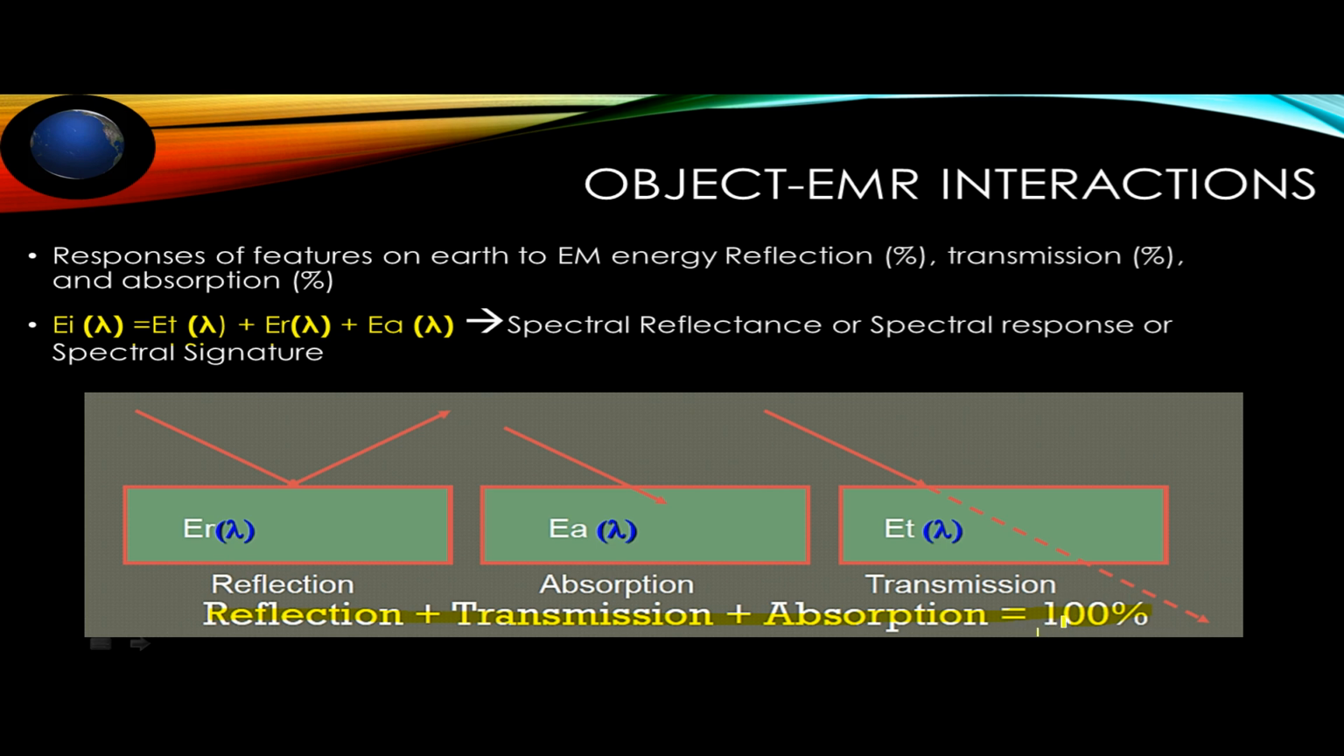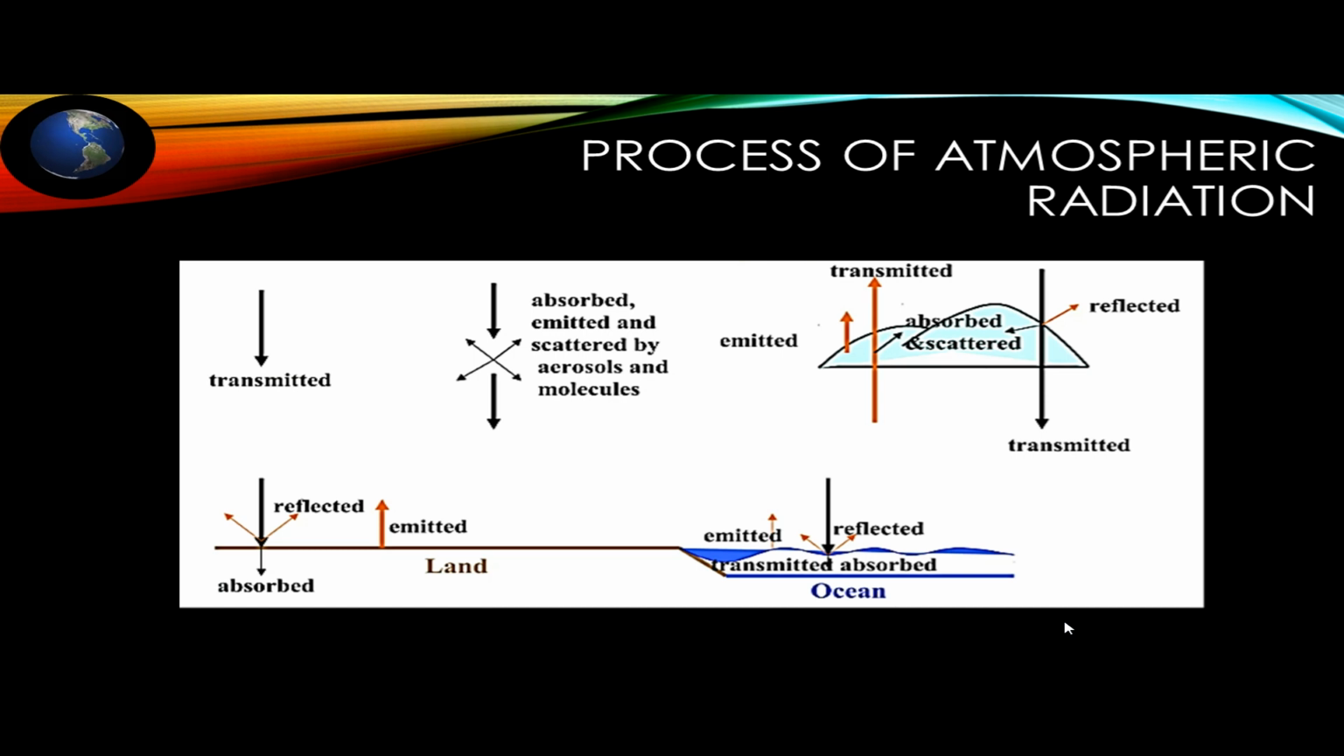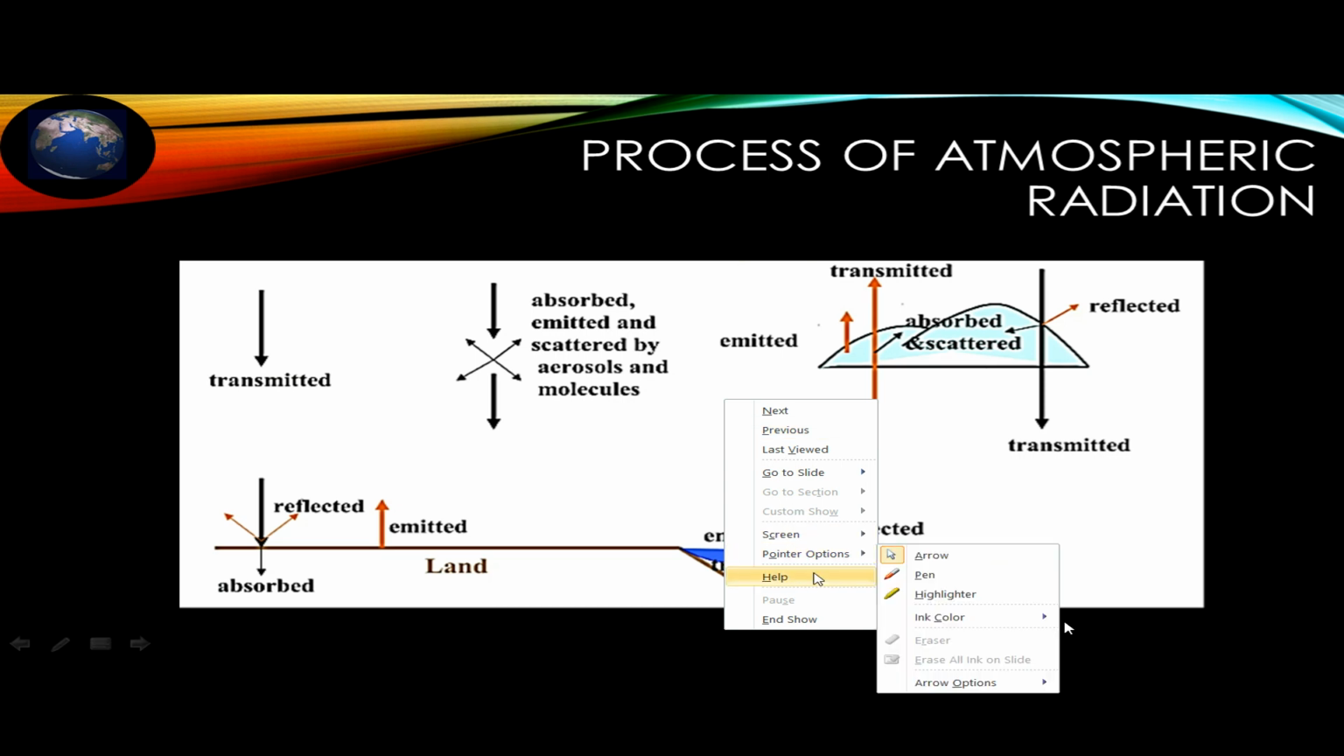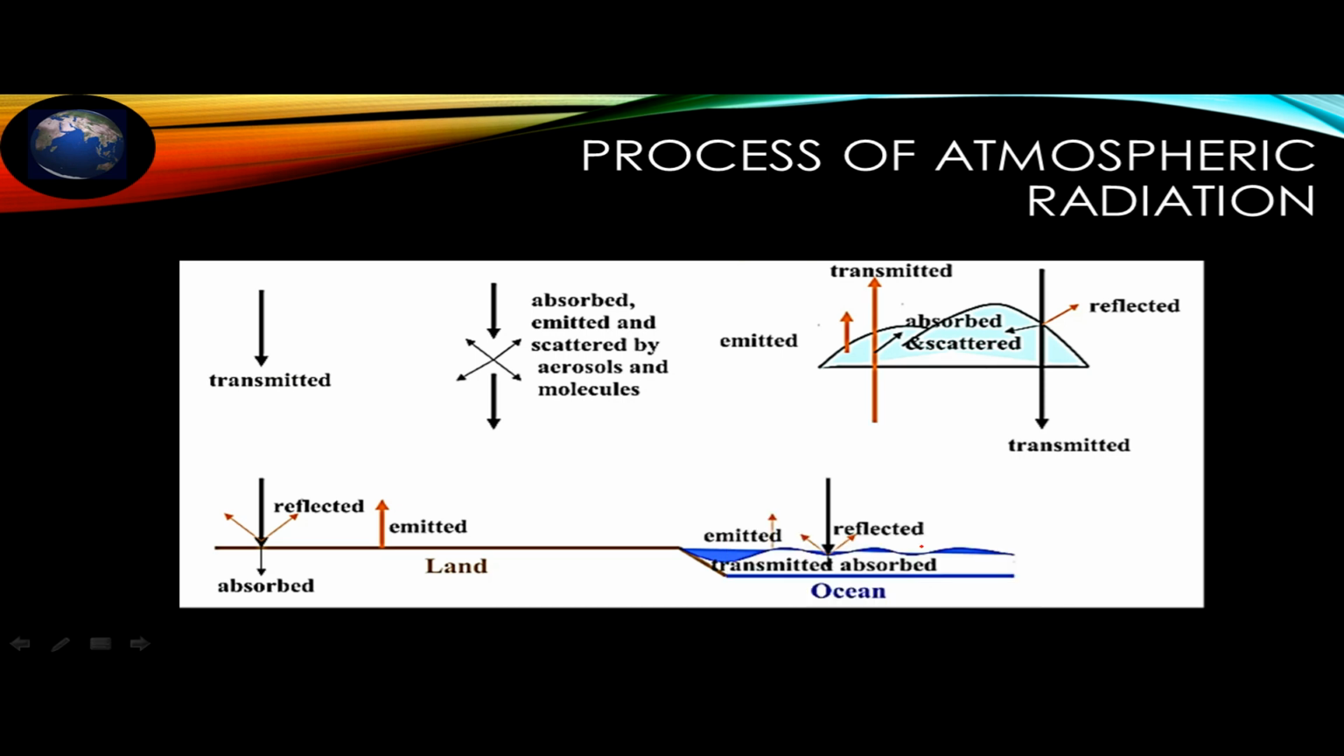Okay, total spectral reflectance. If you see the processes of atmospheric radiation, some are transmitted, some absorbed, and emitted and scattered by the aerosols or molecules. Here you see this image is telling you about this. If you look here, emitted, transmitted, reflected.